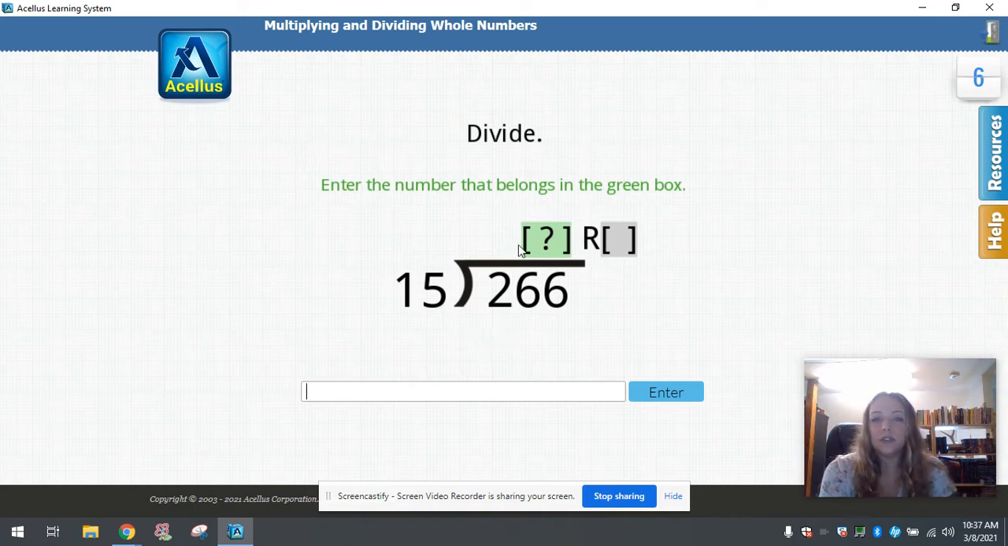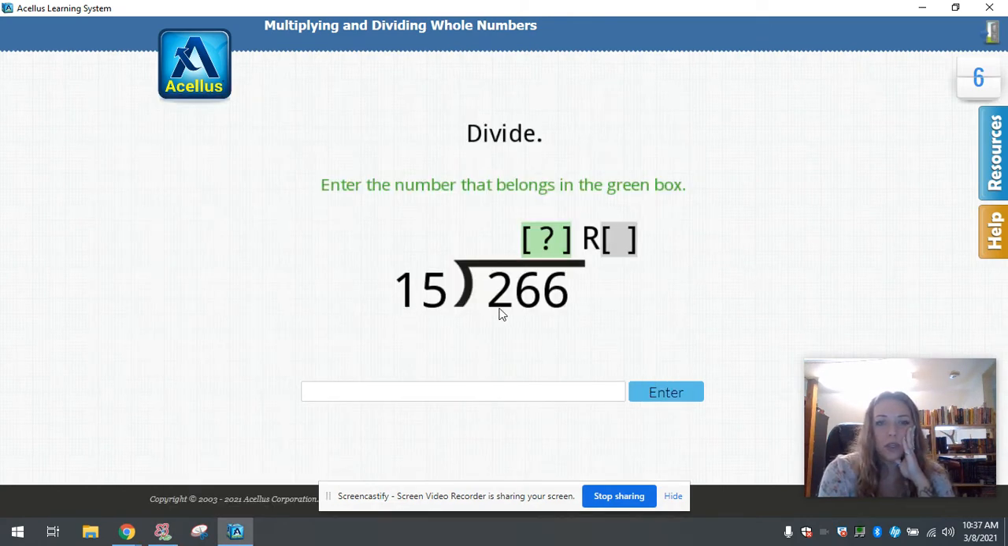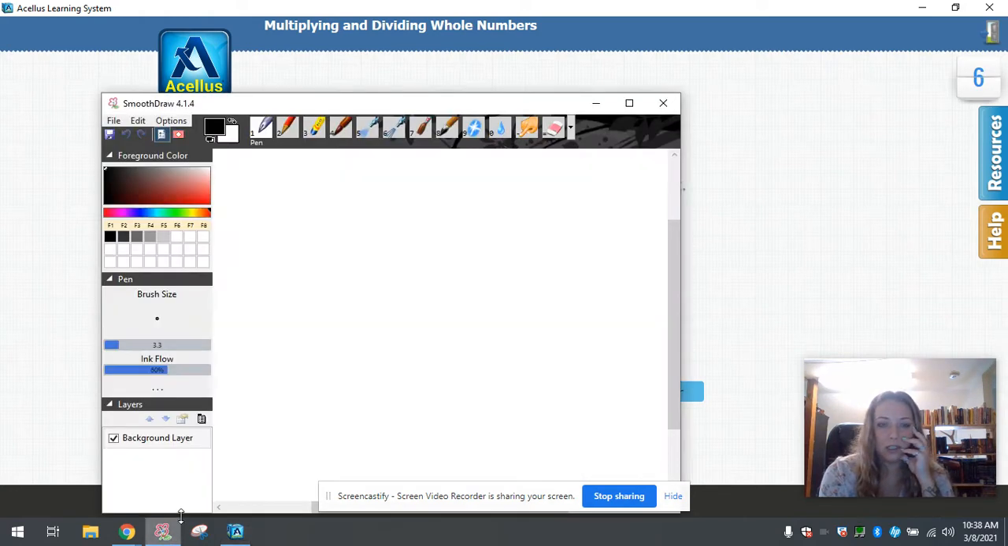So for the division, you'll see that you need to enter the number that goes in the green box, and then you'll also be asked to write a remainder. So let me get my screen draw thing and write this one out and show you the steps for plugging it into a calculator. So the way that you read this problem is 266 divided by 15.